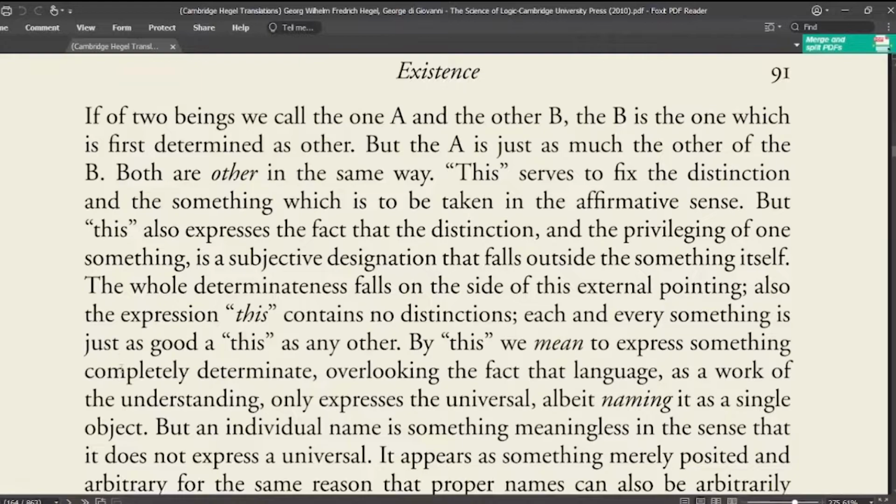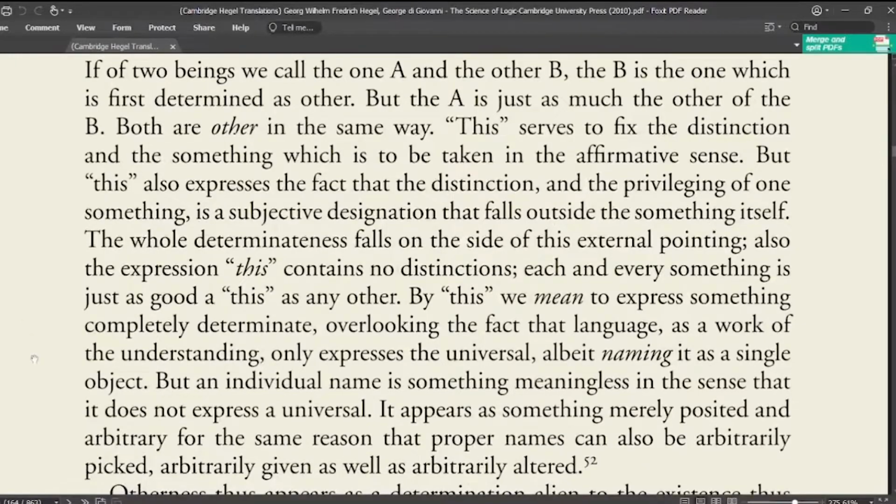This serves to fix the distinction in the something which is to be taken in the affirmative sense. But this also expresses the fact that the distinction and the privileging of one something is a subjective designation that falls outside the something itself. The whole determinateness falls on the side of this external pointing. Also, the expression this contains no distinctions.